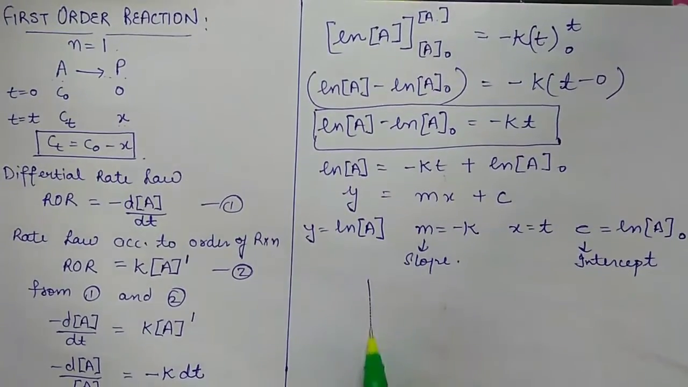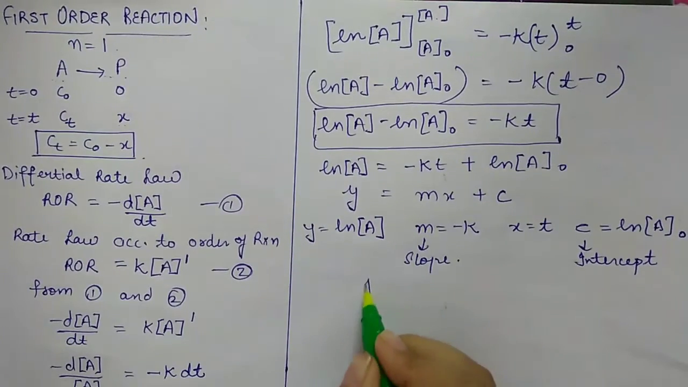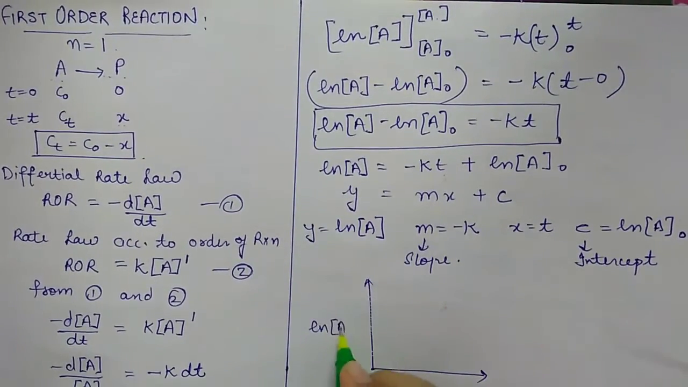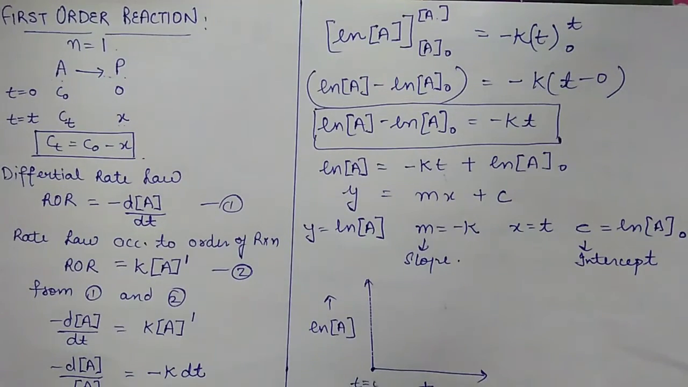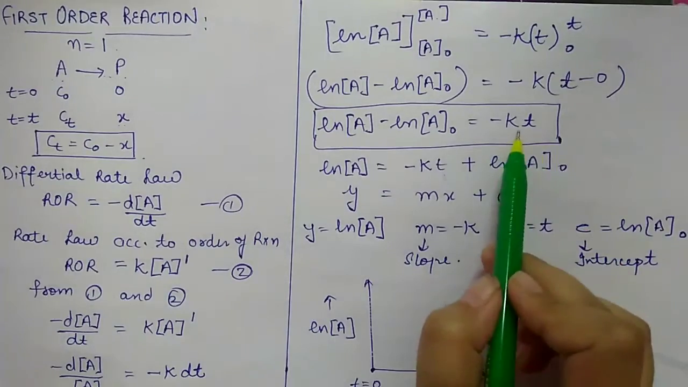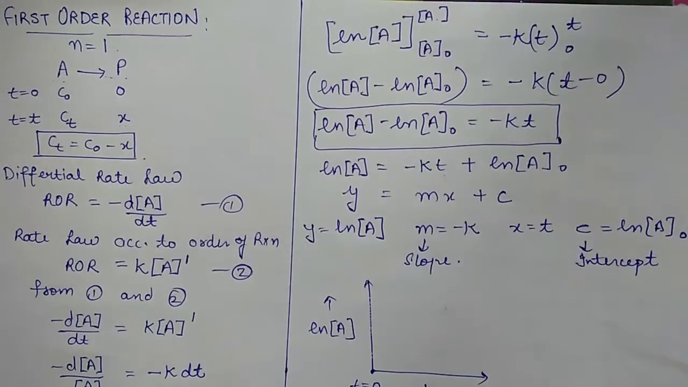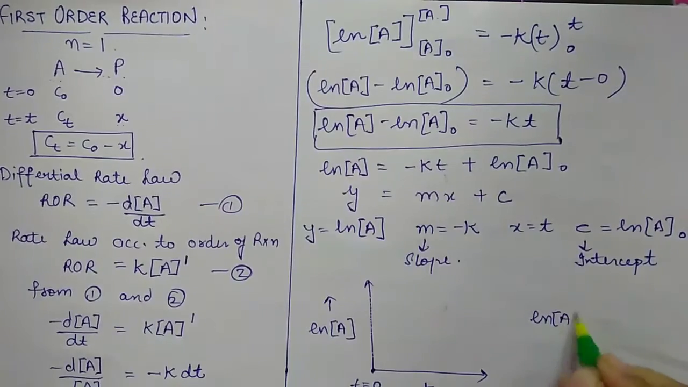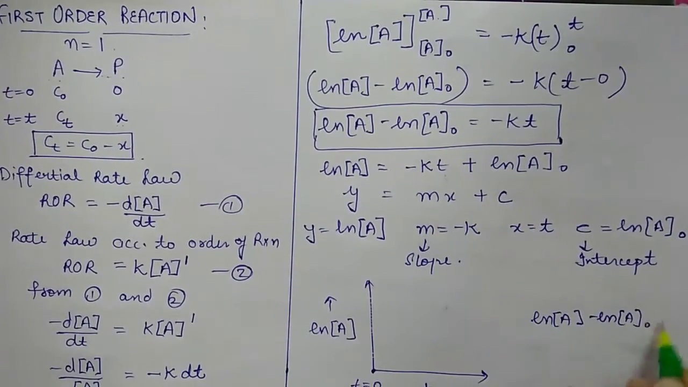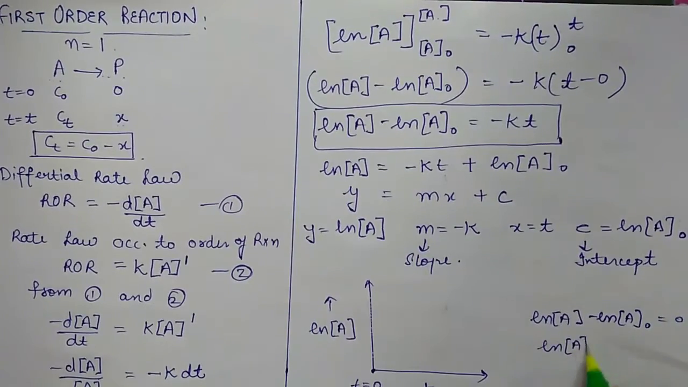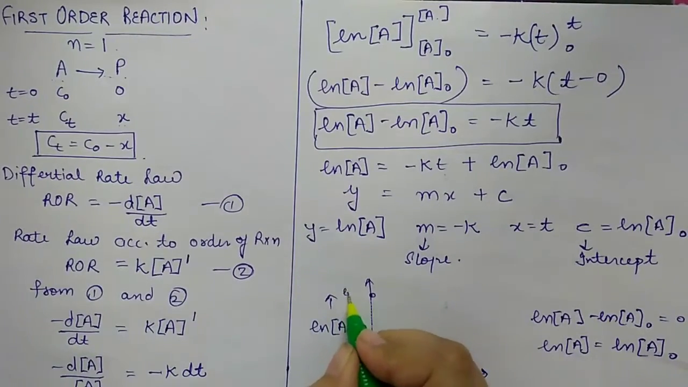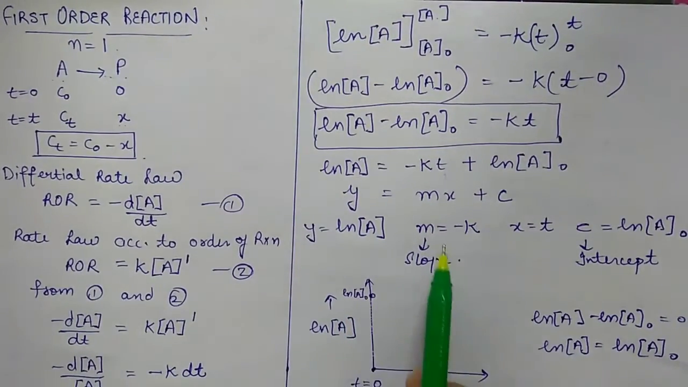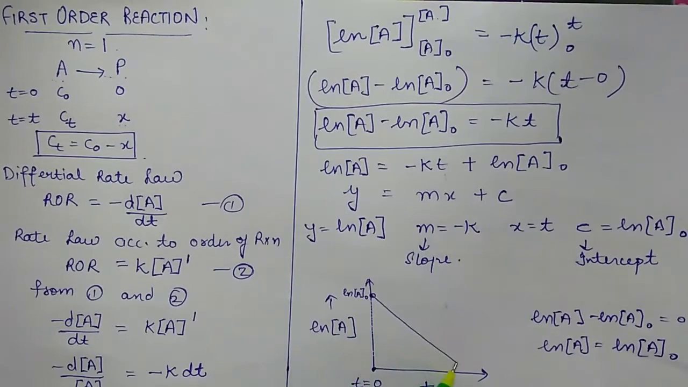Now we will plot a graph. Here the y-axis is natural log A and the x-axis is time t. So here time t is equal to 0. Putting the value of t in this equation, you will get natural log A minus natural log A naught is equal to 0. So natural log A is equal to natural log A naught. So here it is natural log A naught. The slope is negative, so we will get the graph in decreasing order.